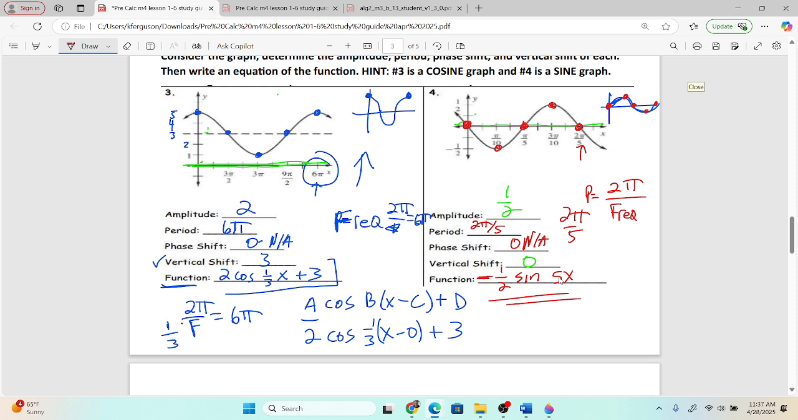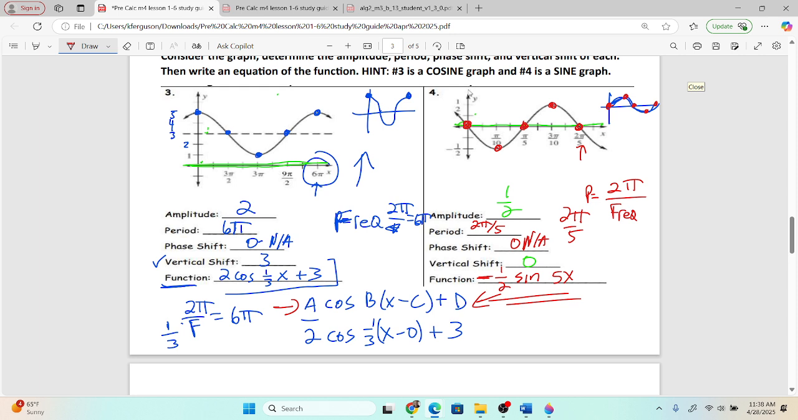That's a bit much though, right? If you keep this in your notes, just remember: A is the amplitude, B is the frequency, C is the phase shift, D is the vertical shift. And then you just plug and chug. You also see if you have a reflection. In this case, I have a reflection. So remember what your basic cosine graph and your basic sine graph are supposed to look like, and then adjust accordingly.